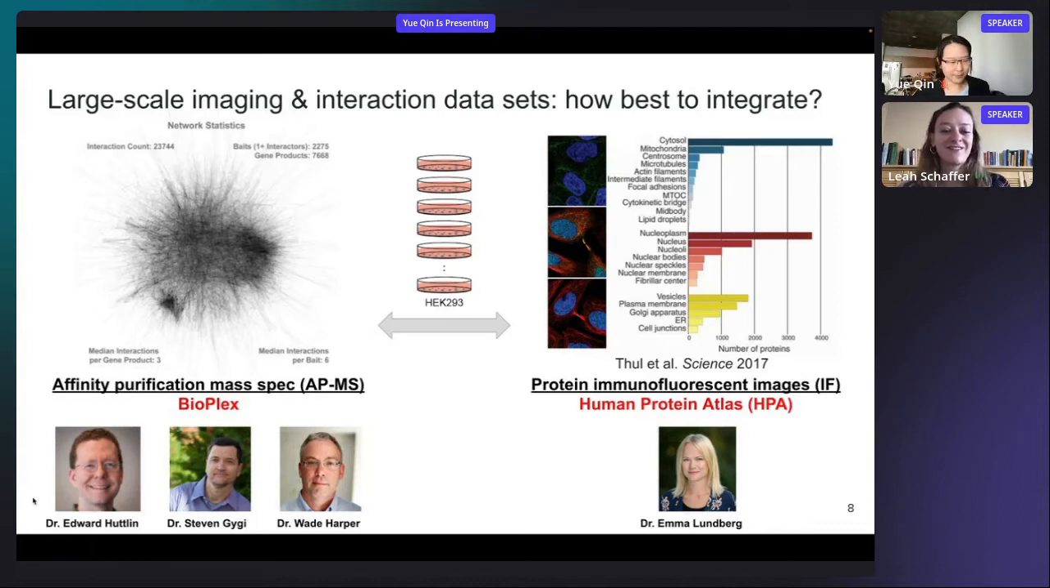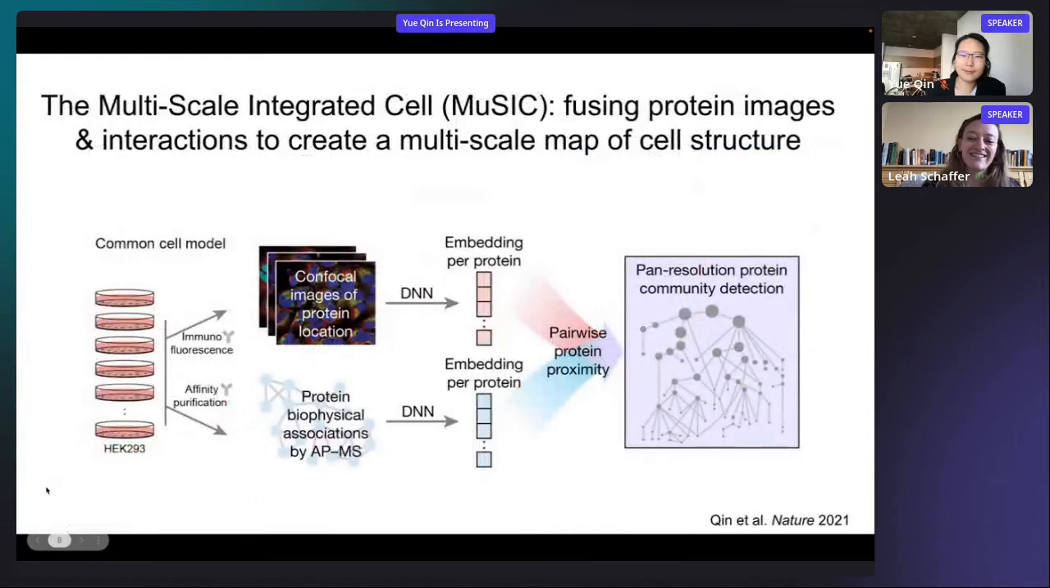And so the question still to be answered was how best to integrate these major resources we have in order to build these global maps of cellular structure. And so with that, next slide. Now Yue will describe the approach developed, called MUSIC, that was used to fuse these two large-scale data sets and create multi-scale maps of cell structure.